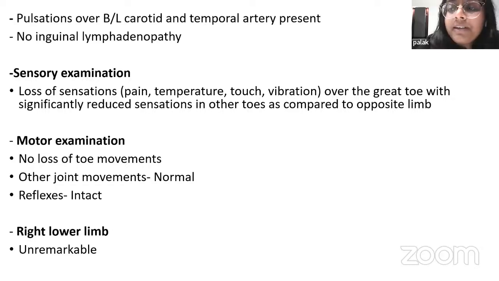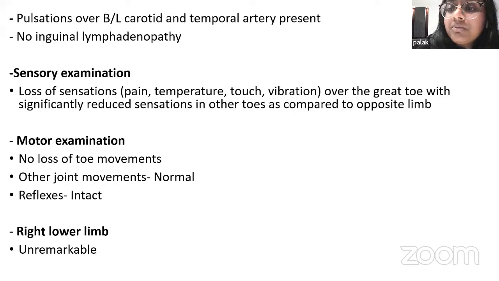Okay, sir. What else? What else will you do as a resident? Sir, then since there is no clear line of demarcation yet, I will take the patient for debridement of the left great toe. What about the X-ray of the foot?